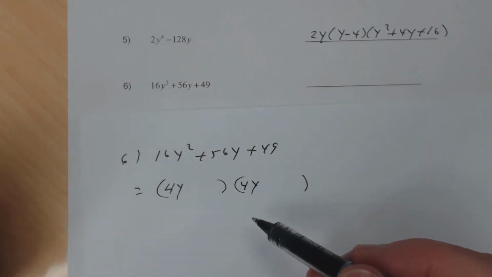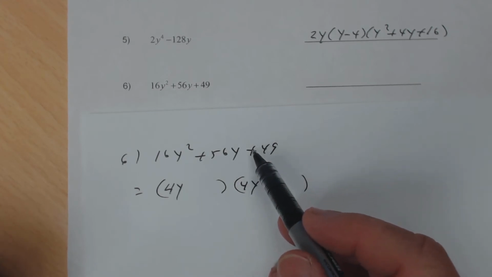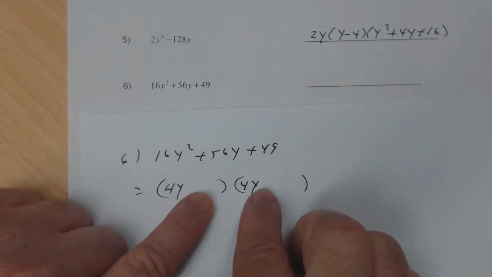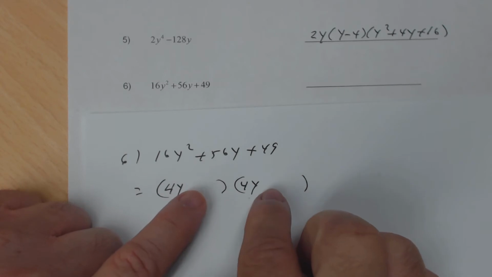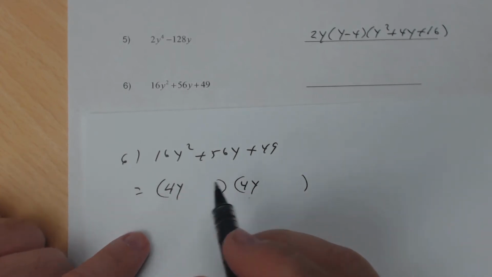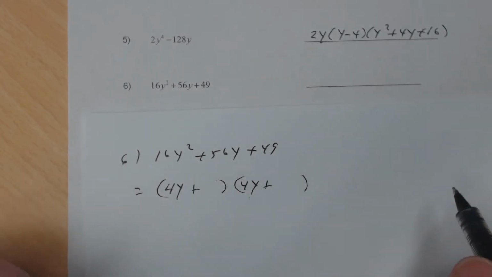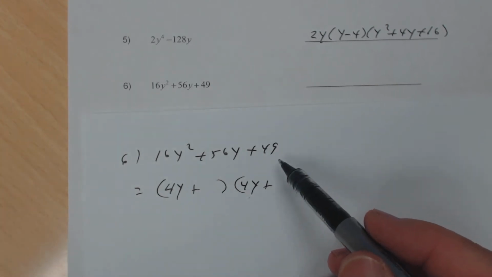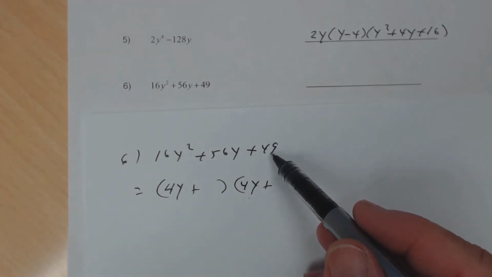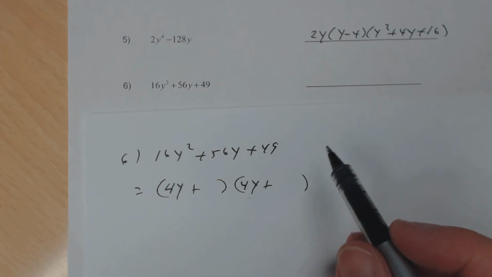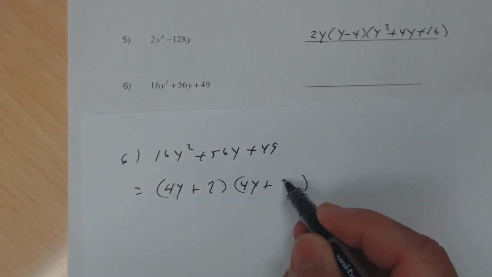Remember, this is trial and error. Now remember, the last sign is positive, so these signs in here are going to be the same, and they're going to be that middle sign. So both of these have to be 4y plus, 4y plus. All right, now 49. So there's several possibilities. There's 7 times 7 and 49 times 1. Let's just try 7 times 7.